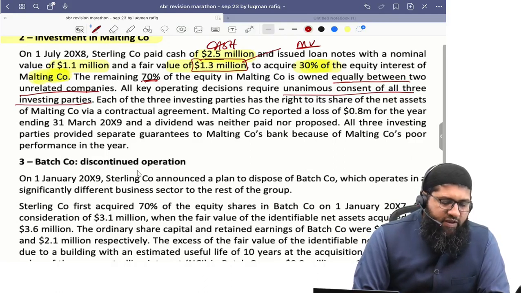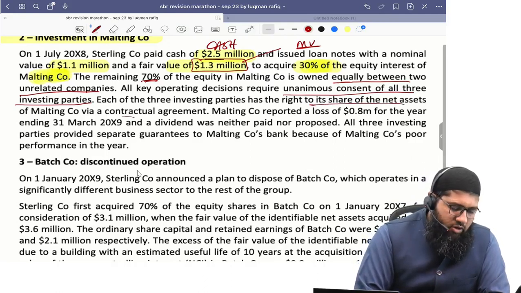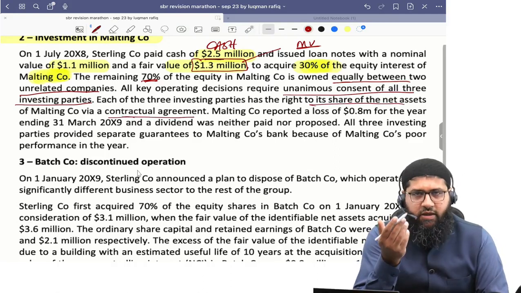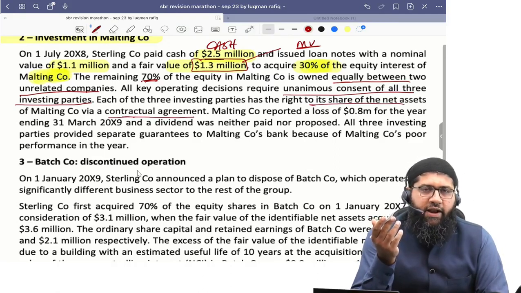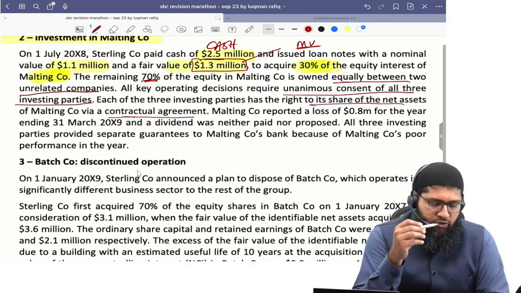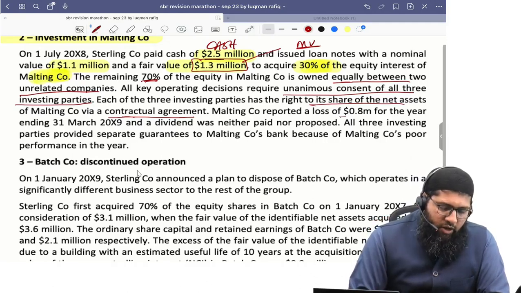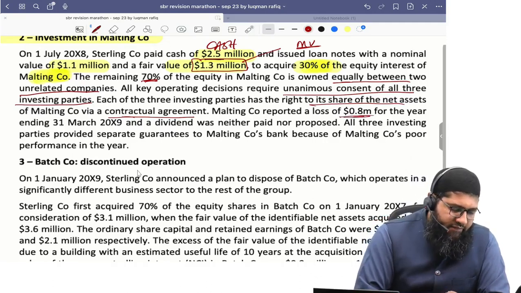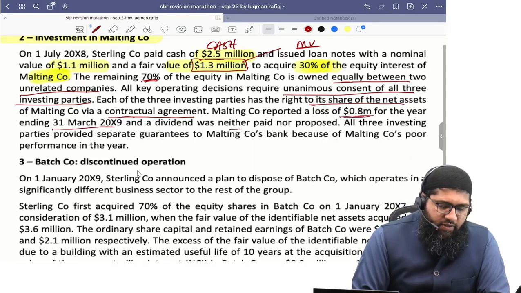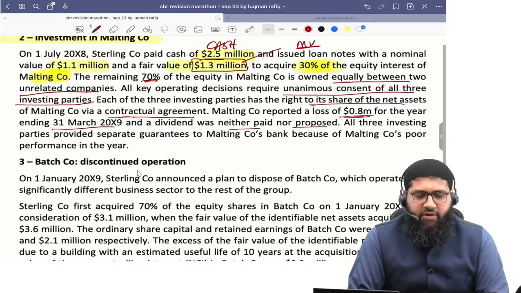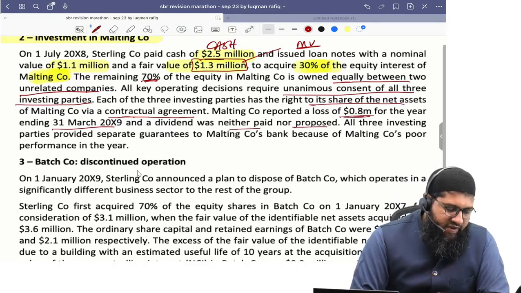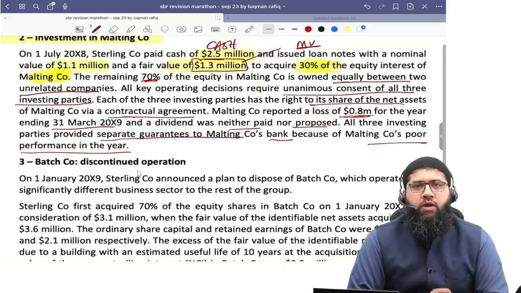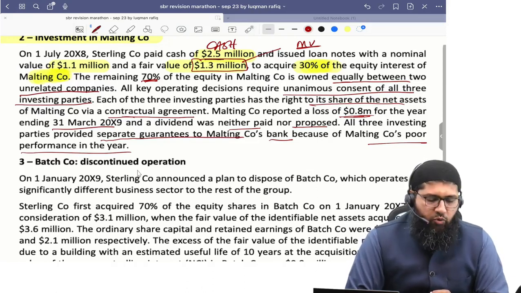Each of the three investing parties has the right to its share of the net assets of Malting via contractual agreement. So you have a right to the net assets. So 30% right belongs to you. Malting reported a loss of 0.8 million for the year ended 31st March 2009, and a dividend was neither paid nor proposed. So no dividend was there. All three investing parties provided separate guarantees to Malting Company's bank because of Malting Company's poor performance in the year.